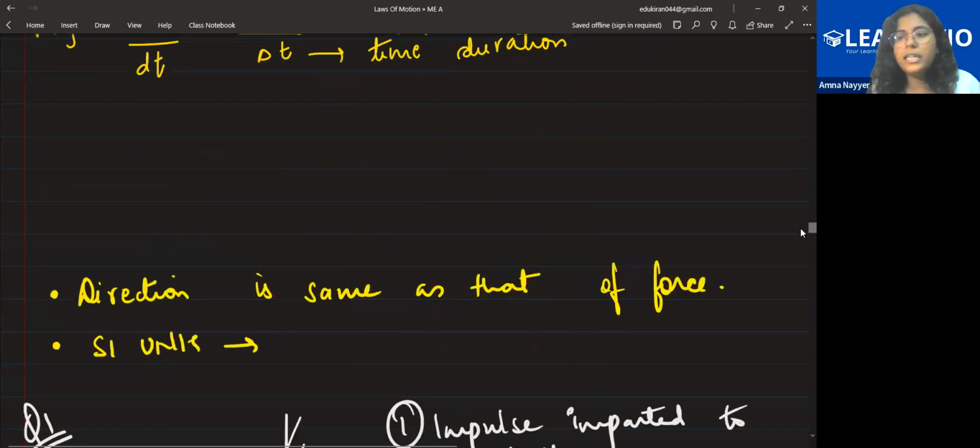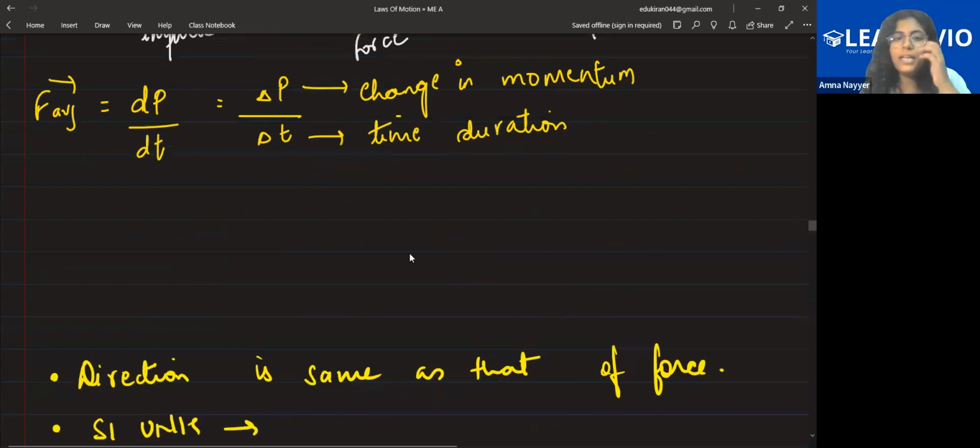Now, delta P over delta T, or dP over dt, this is what? Change in momentum, right? Change in momentum over a shorter period of time, a very short period of time. That is what is meant by average force.